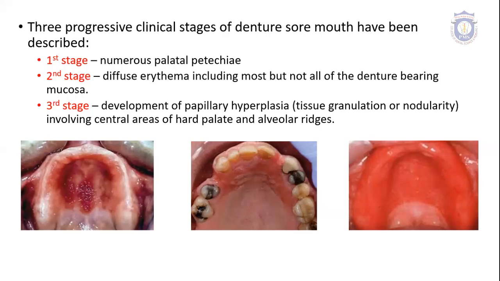The first stage is we can see numerous palatal petechiae. And the second stage you can see diffuse erythema including most but not all of the denture-bearing mucosa. And the third stage you can see development of papillary hyperplasia. That is tissue granulation or nodularity will be seen involving the central areas of hard palate and the alveolar ridges. On the last picture, you can see diffuse erythema of the denture-bearing areas.